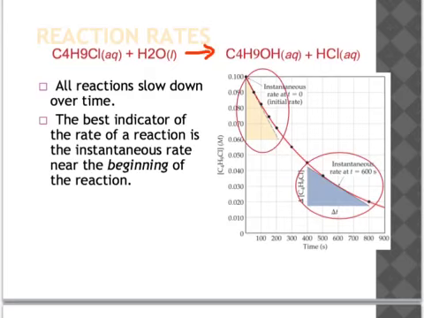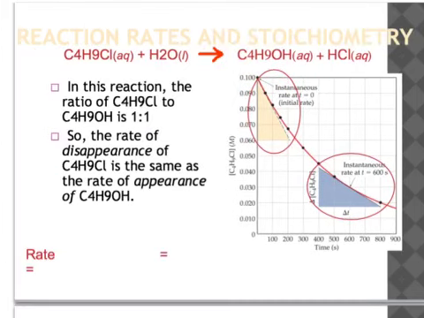And since all reactions slow down over time, the best indicator that we have of the rate of a reaction is what we're going to see happening here near the beginning of the reaction. Now, for this particular reaction, we have a 1-to-1 ratio all the way across. It's going to take 1 mole of the butyl chloride, 1 mole of the water to form 1 mole of the butyl alcohol, and 1 mole of the HCl.